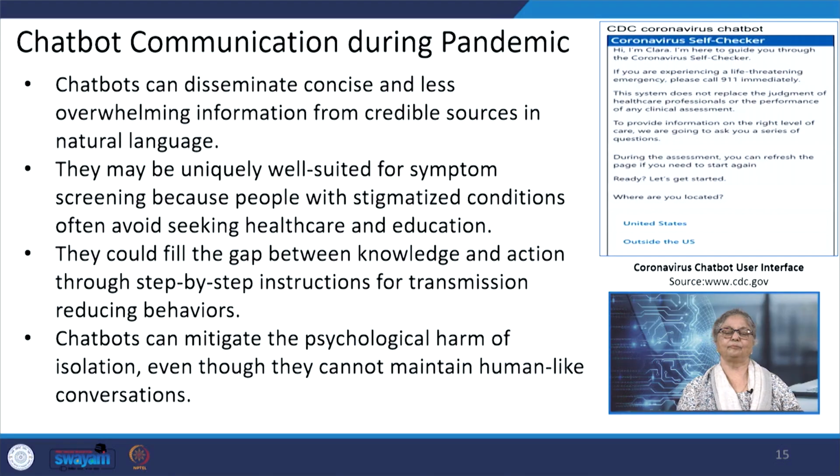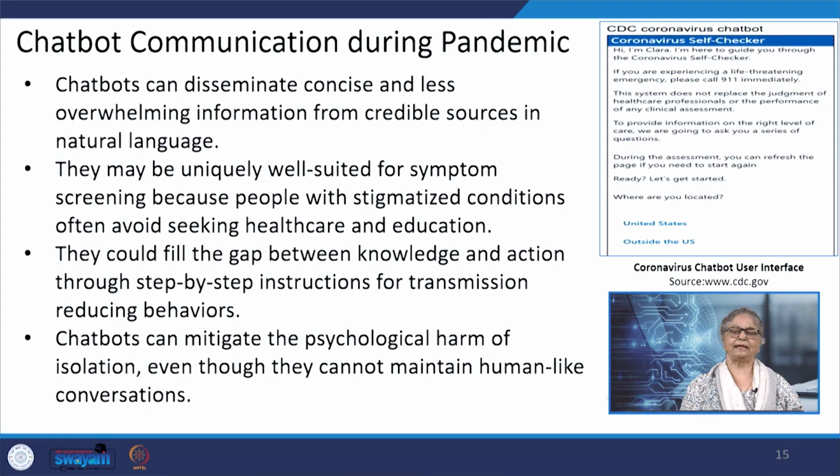Now, let us see also how the affordances of chatbot communication can mitigate short and long term disease burden during a pandemic. As we know, chatbots can disseminate concise and less overwhelming information from credible sources in natural languages. And therefore, they are uniquely well suited for screening symptoms, passing on information about a particular disease or health care, and can also mitigate the psychological harm of isolation, even though they are unable to maintain human-like conversations.